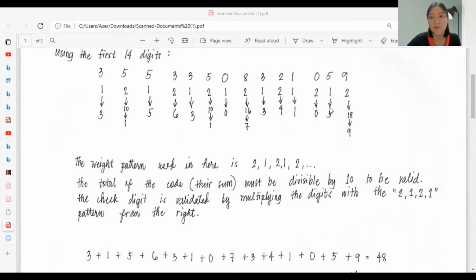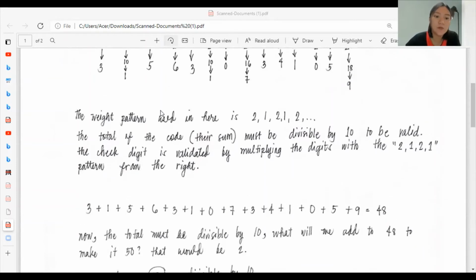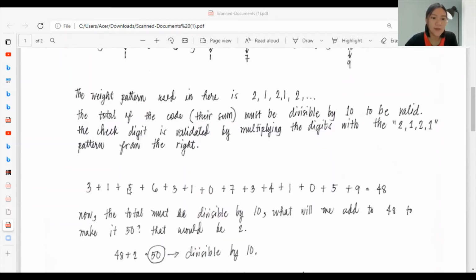Next is 5 times 1, which equals 5. 0 times 2 equals 0. 1 times 1, 1. 2 times 2, 4, and so on. For another example, 8 times 2, which is 16. So we add 1 and 6, and we have the code of 7. Next, the sum. The sum of the codes would be added, and that's 3 plus 1 plus 5 plus 6 plus 3 plus 1 plus 0 plus 7 plus 3 plus 4 plus 1 plus 0 plus 5 plus 9, with a total of 48.